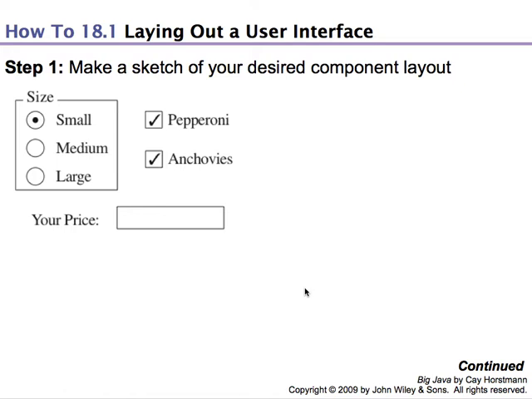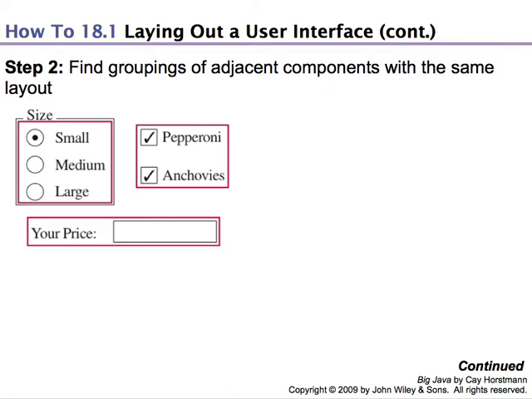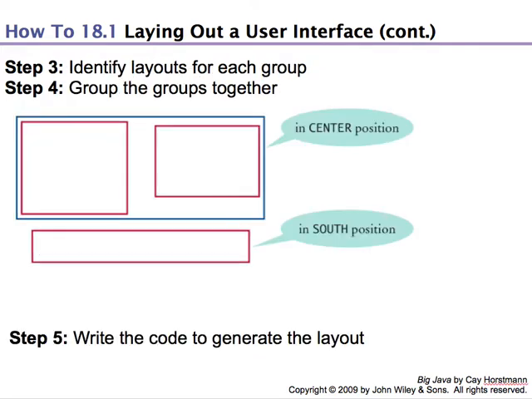Step 1 is to make a sketch of how you want the component to look like. So for instance, if you want to create a user interface for a pizza order application, maybe you may choose to make it look like this. Step number 2, find the grouping of the components with the same layout, and that could make a suggestion that this would be a panel.